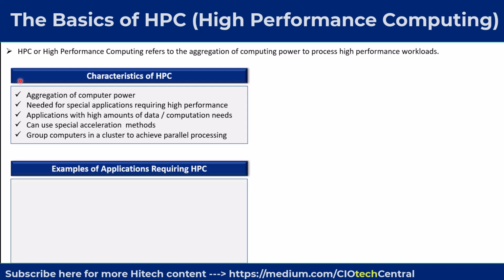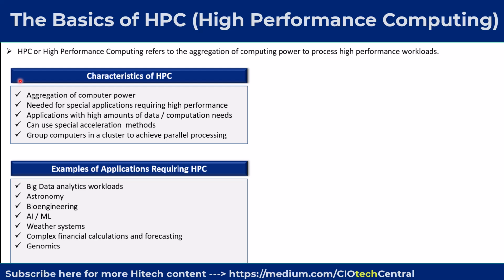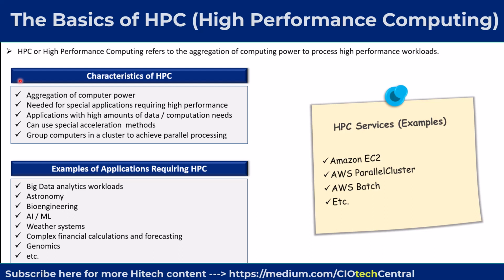So here you can see some examples where high performance computing is utilized. It's used in big data analytics workloads, astronomy, bioengineering, artificial intelligence, machine learning workloads, weather systems, in running complex financial calculations and forecasting, genomics, etc.